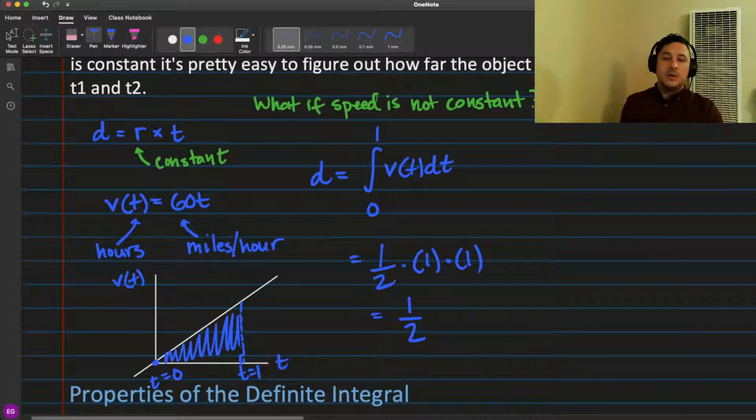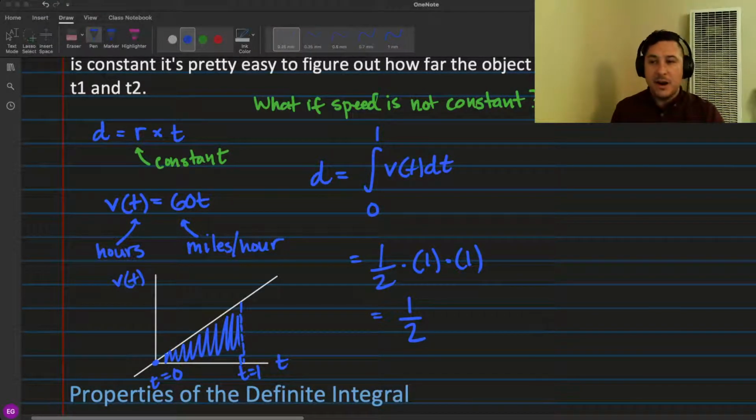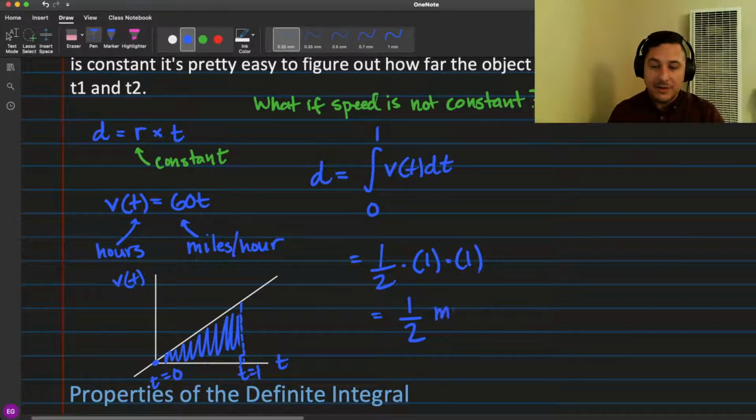So what does this mean? What does this 1/2 mean for us? After 1 hour, how far have we traveled? So what's the unit for distance that we're using here? Yeah, so after 1 hour, we have traveled half a mile.